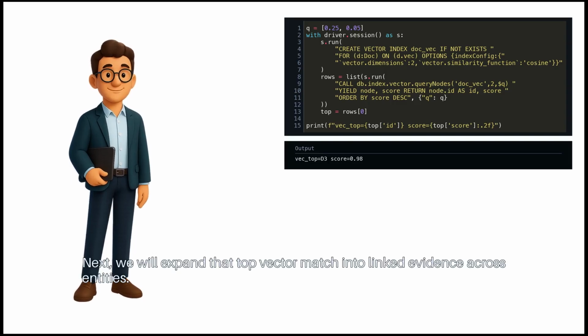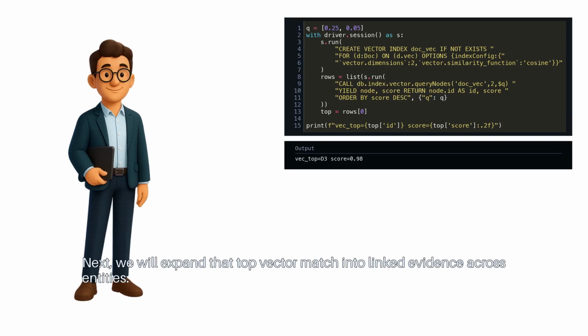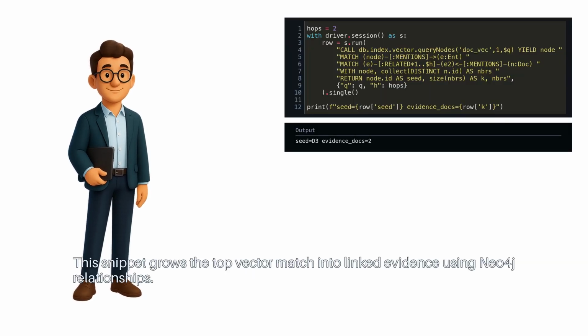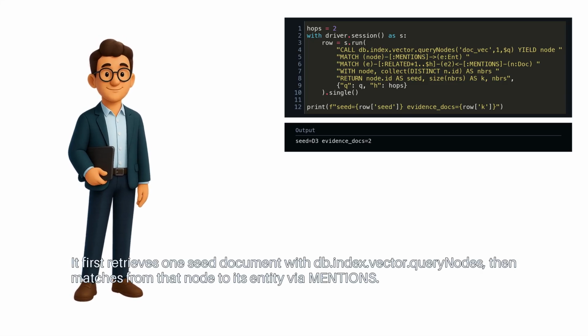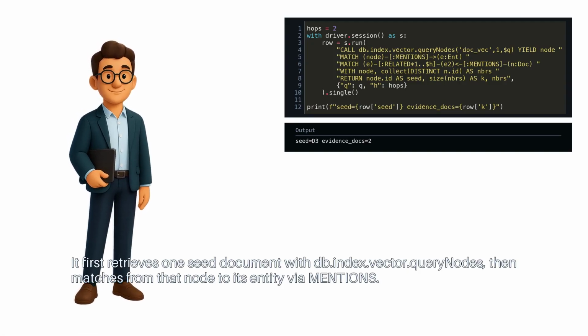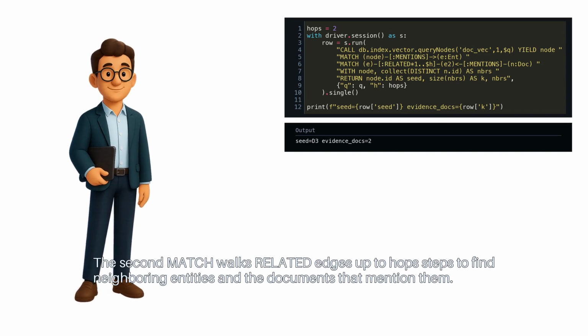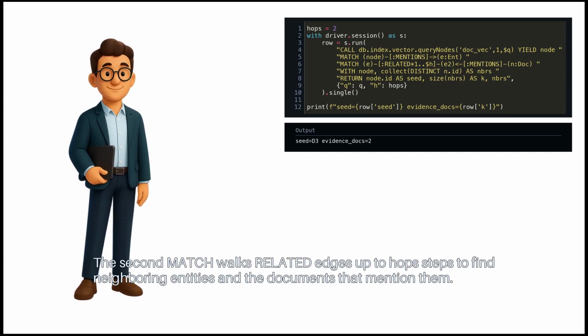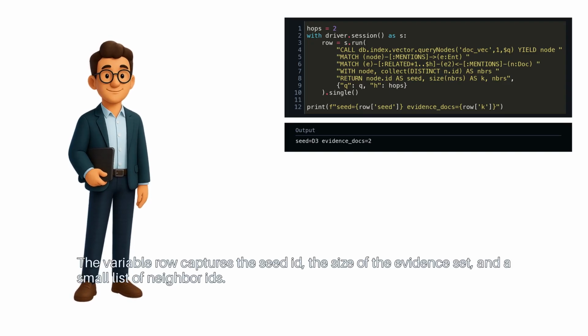Next, we will expand that top vector match into linked evidence across entities. This snippet grows the top vector match into linked evidence using Neo4j relationships. It first retrieves one seed document with db.index.vector.queryNodes, then matches from that node to its entity via mentions. The second match walks related edges up to hop steps to find neighboring entities and the documents that mention them. The variable row captures the seed ID, the size of the evidence set, and a small list of neighbor IDs.